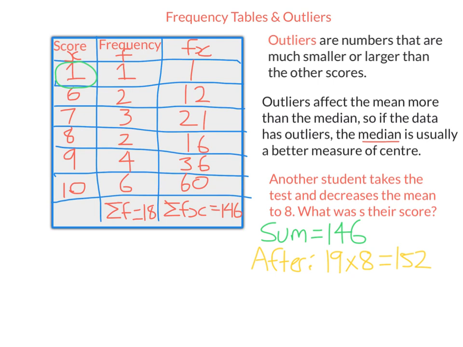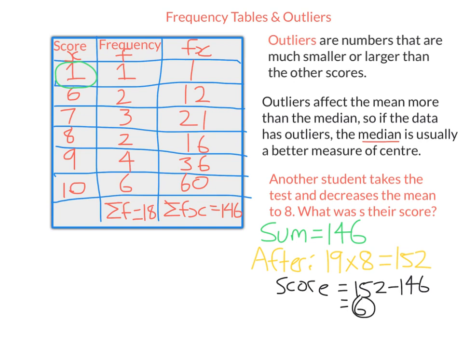Because the mean is the sum of scores divided by the number of scores, if you want to find the sum of the scores, what they add up to, all you need to do is multiply the number of scores by the mean. So, number of scores times mean gives you the sum of the scores. The sum of the scores before he took the test was 146, afterwards was 152. So, his score must simply be 152 minus 146, which is a score of 6.